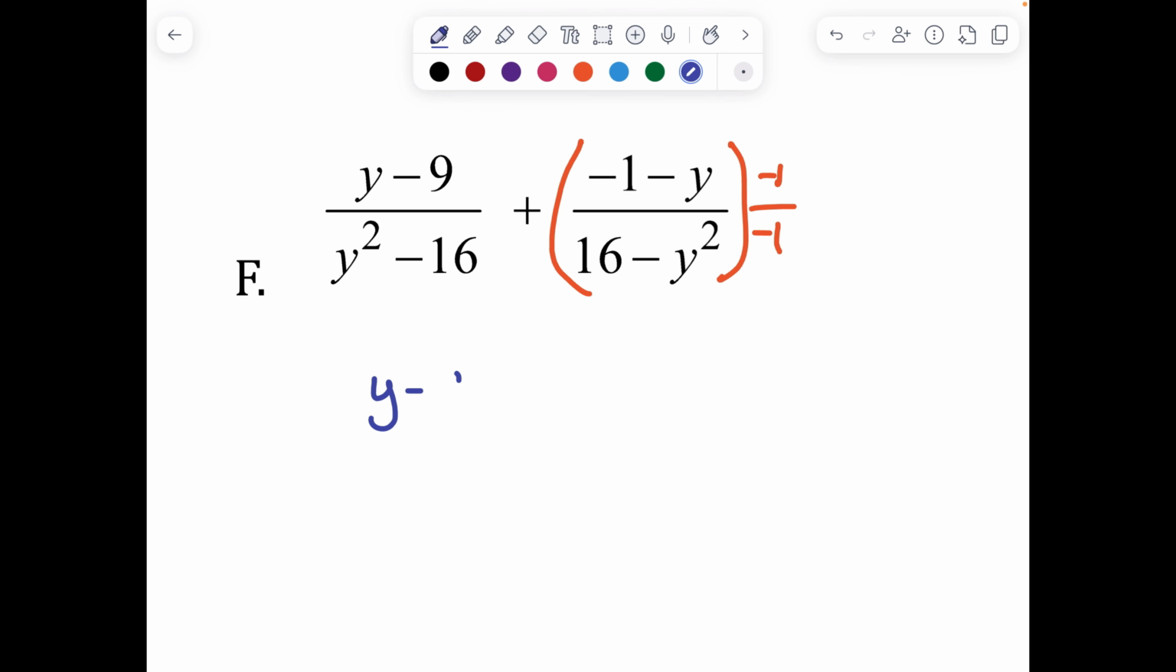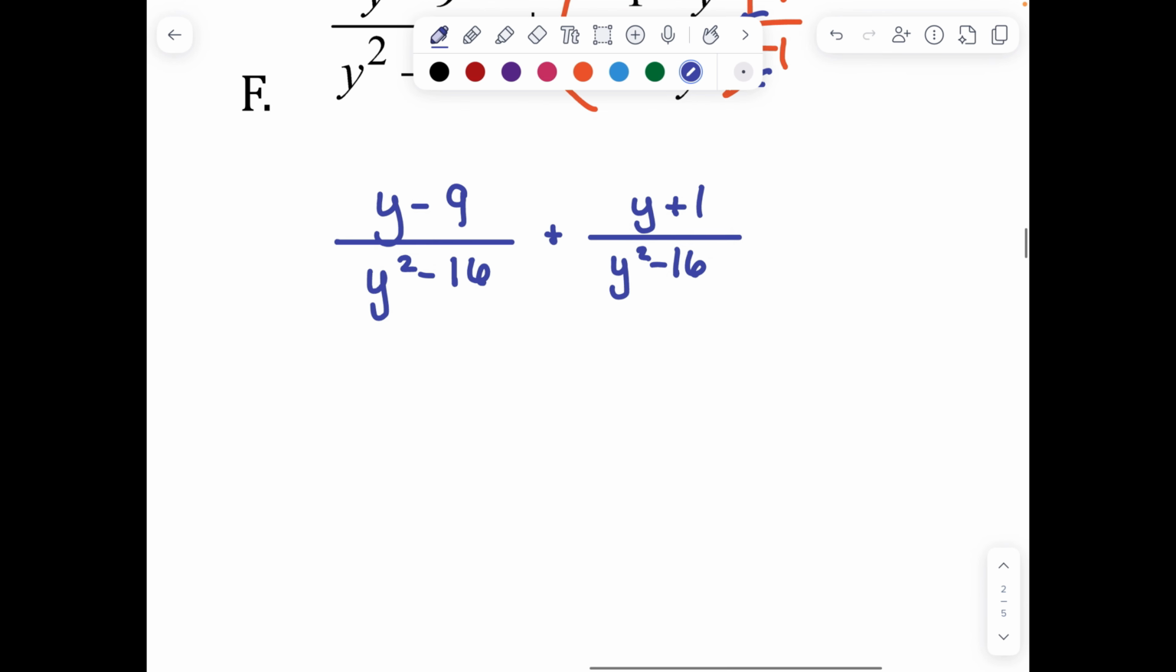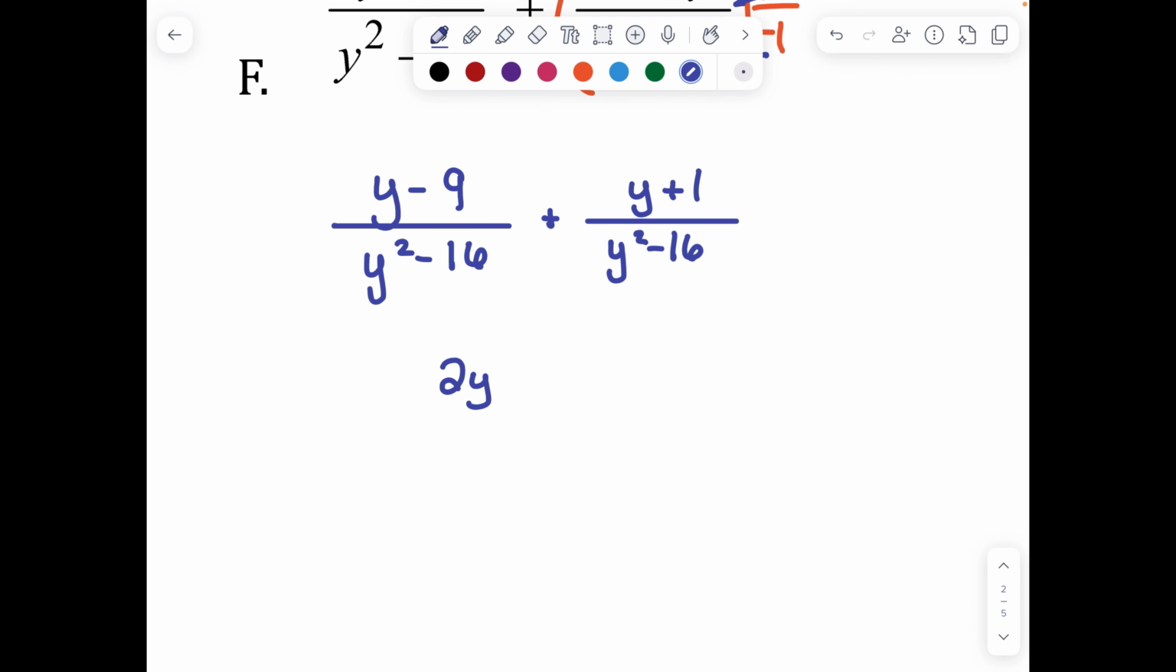So I have y minus 9 over y squared minus 16 plus, make sure I distribute that negative 1 to everything in my numerator and everything in my denominator, right? So I get positive 1 plus y, so I'm just going to write that as y plus 1 over, this gives me y squared minus 16. Now I'm going to go ahead and write this as one fraction. So I have 2y minus 8 over our y squared minus 16.